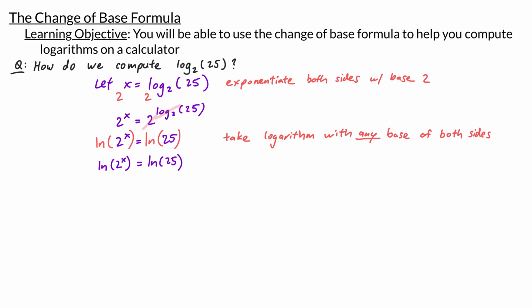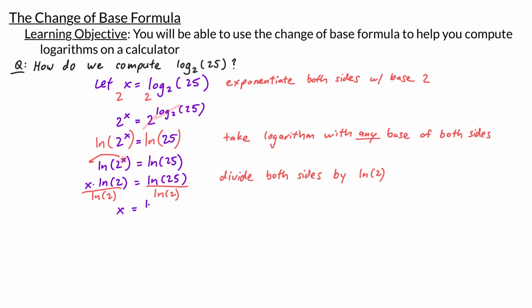on the right-hand side. Now, this is where we're going to use one of our log properties. Remember that if we have an exponent inside of a logarithm, the exponent can be taken out as a multiple. So we can rewrite that left-hand side as x times ln of 2 equals ln of 25. And now, if we want to get x by itself, all we have to do is divide both sides by ln of 2. On the left, these two ln of 2's will cancel out, leaving us with just x, and on the right, we have ln of 25 divided by ln of 2.